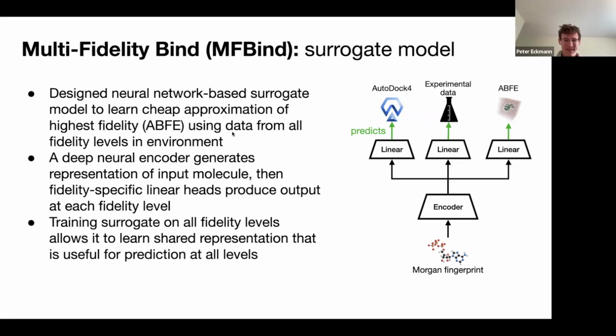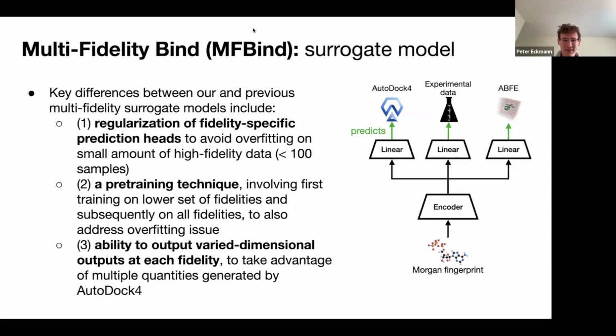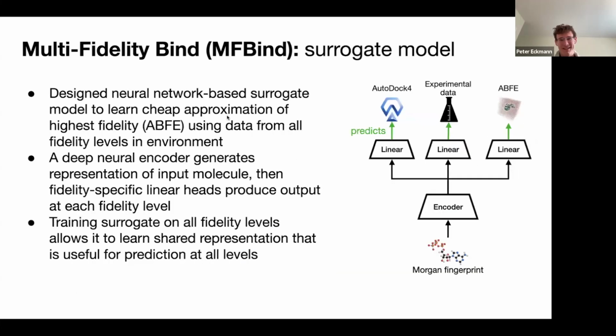So back to the surrogate model here. Training the surrogate model on all the fidelity levels allows it to learn this shared representation. It'd be this encoder here, that's useful for the prediction at all the fidelity levels.